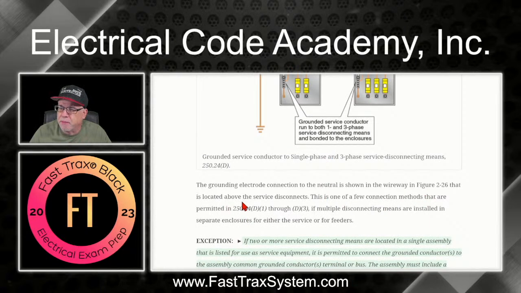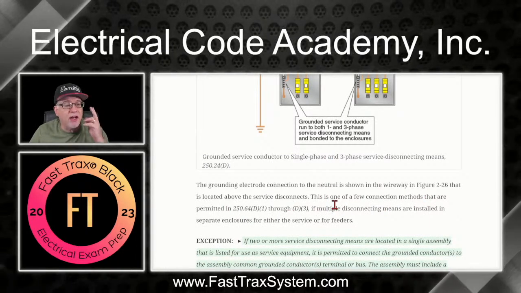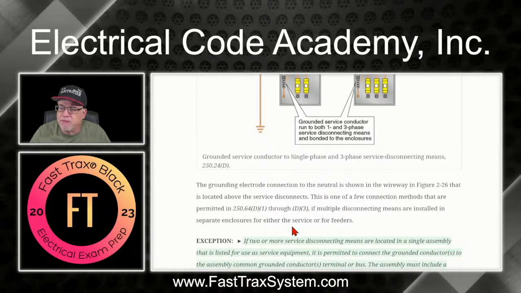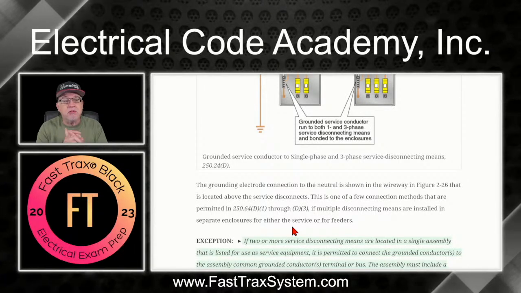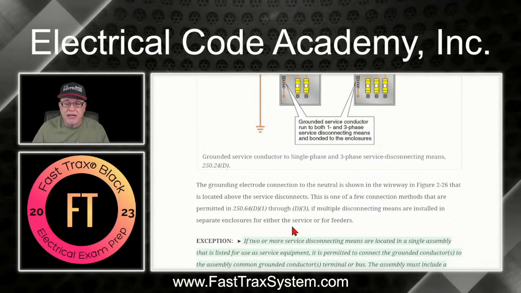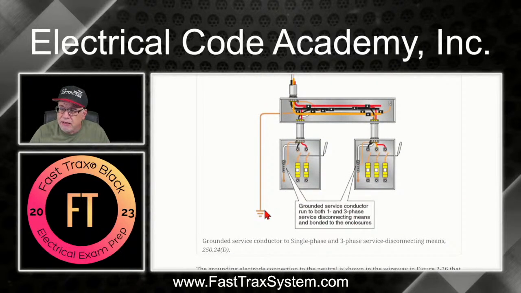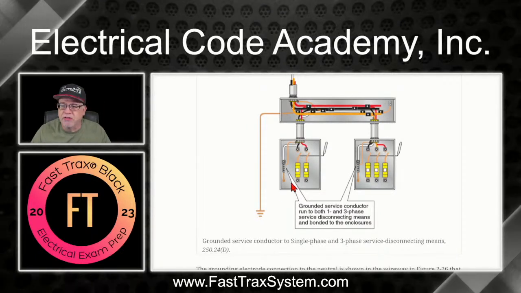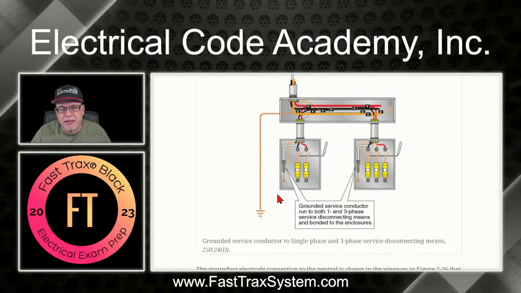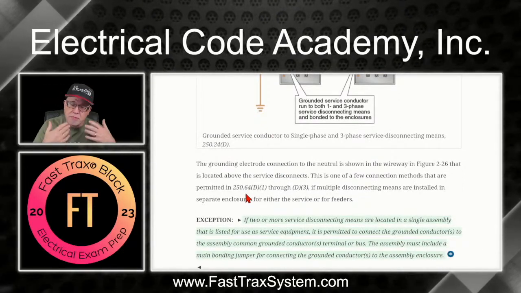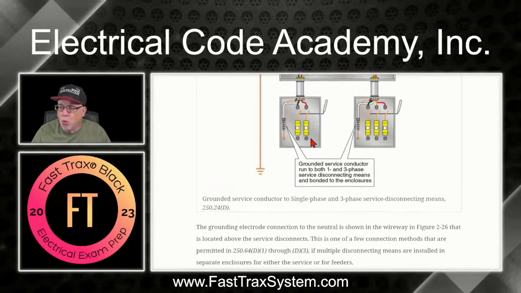And that location is above the service disconnect. This is one of the few locations or connection methods that are permitted by 250.64 D1 through D3. Go look at those areas where you can do it, okay? Because you could come out of here and go to ground rods. Let's just use ground rods. Or you come out of here to ground rods if that's what you want. So you have multiple allowances to be able to do this, okay? So again, code's a beautiful thing. It gives you many ways to do it. We're only depicting one application here.